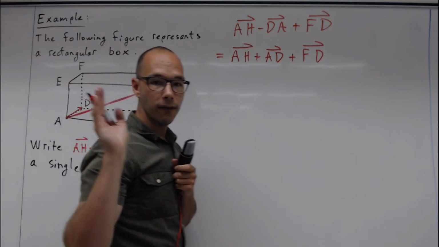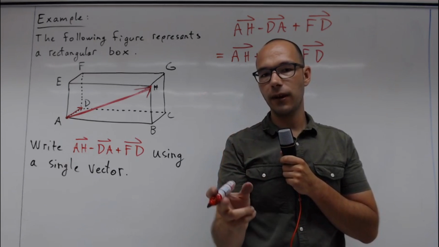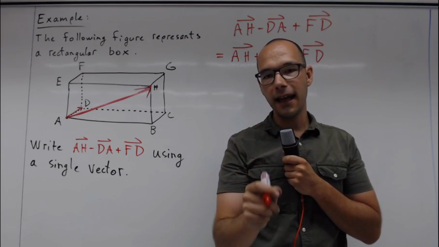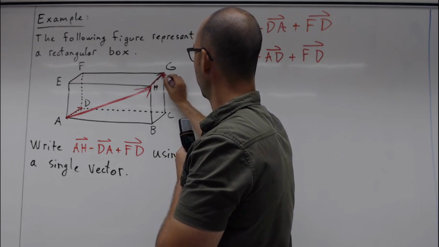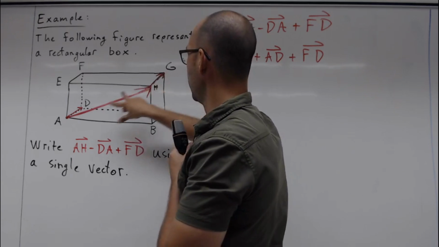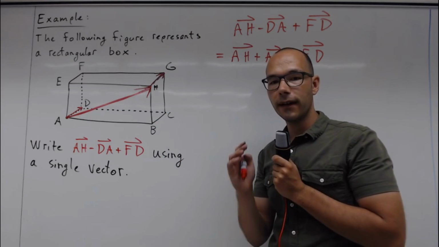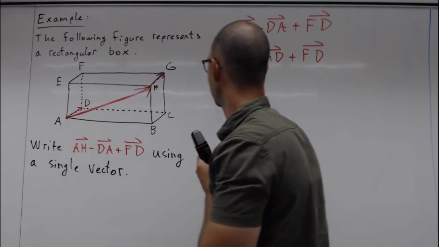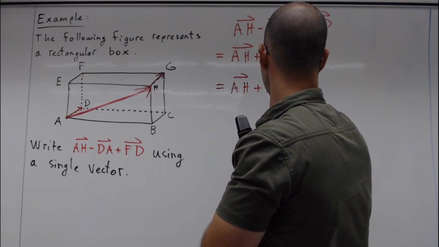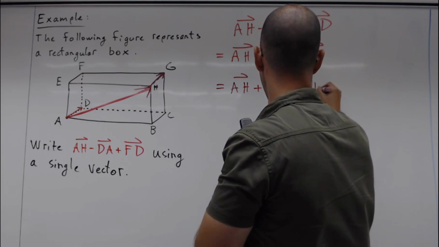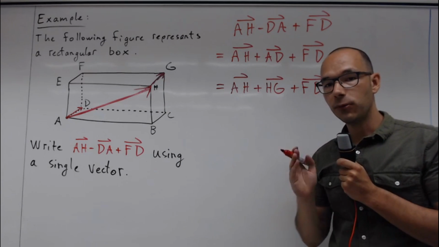But I know a vector that is parallel and has the same length and same direction as AD. And that vector is HG, because it's a box. Remember that in that box, this line is parallel to that line, with the same length and same direction. So I'm not going to work with AD, I'm going to work with HG. So I'm going to write down AH plus HG plus FD.